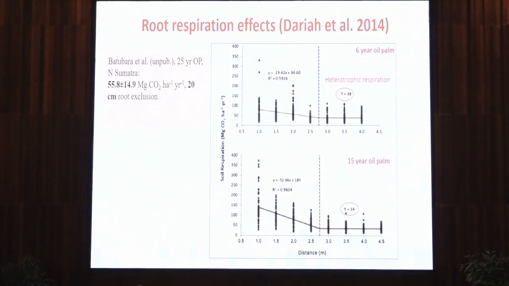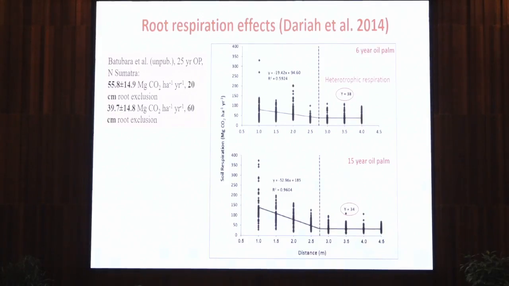However, here the new research from Siti Fatimah Batubara in North Sumatra under a 25-year-old oil palm plantation, she found that if you have the root exclusion of 20 centimeter, it means that your chamber goes into the soil as deep as 20 centimeter. So it cuts at least 20 centimeter of the root. Then the estimate of the emission is about 56 tons per hectare per year. And if you cut it deeper, if you have your chamber 60 centimeter, it's around 40 tons per hectare per year.